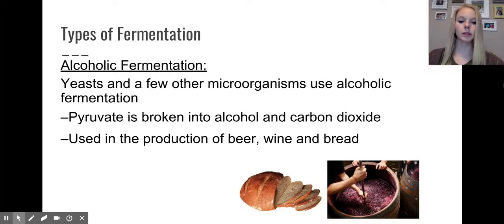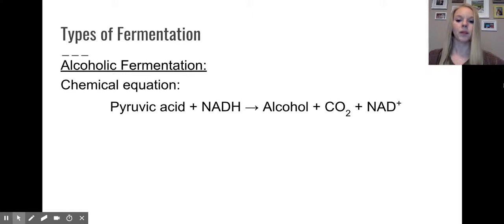There are 2 types of fermentation. The first one is alcoholic fermentation. Yeasts and a few other microorganisms use alcoholic fermentation. In alcoholic fermentation, pyruvate is broken down into alcohol and carbon dioxide. This is used in the production of beer, wine, and bread. Note in the chemical equation of alcoholic fermentation, alcohol, CO2, and NAD+ are produced from pyruvic acid and NADH.